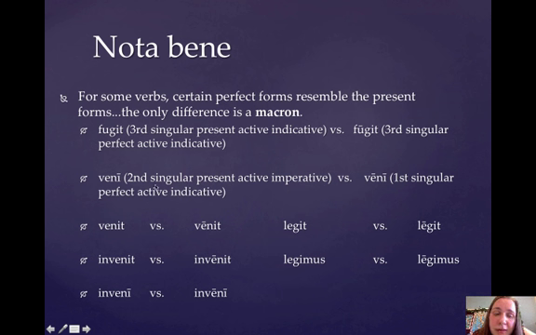This is true of a couple of different verbs that you have learned or will learn. It's true of veniō, right? Venī versus vēnī. Venī, without the macron, is the second person singular present active imperative, but vēnī with the macron is the first person singular perfect active indicative. And so that macron becomes very important. It's true in the third person singular, it's true in the first person plural.